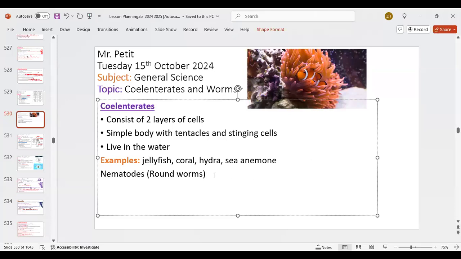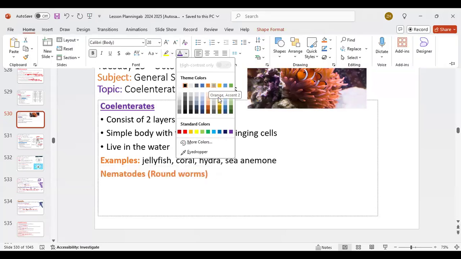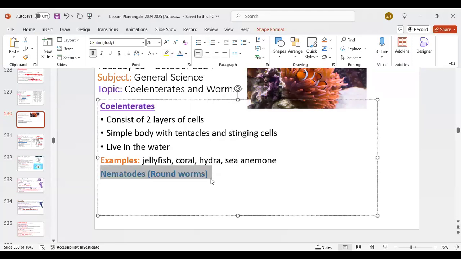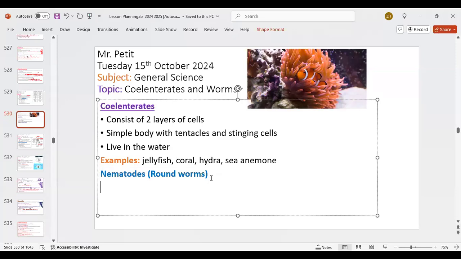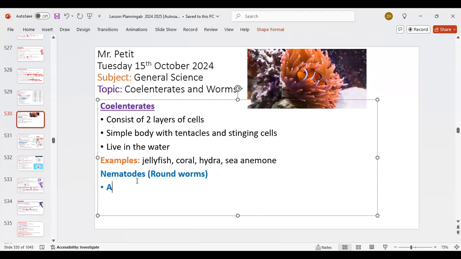Roundworms. So nematodes, they also call them the roundworms. Anyone ever see a worm in real life? They do not look pleasant, right? So the characteristics would be that they have a long, rounded body.